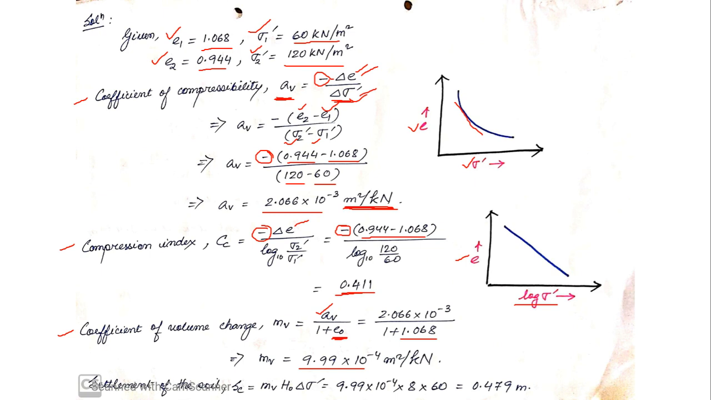Here I have calculated the settlement using the coefficient of volume change. Settlement I have denoted by SC, where SC means the primary settlement. This is the value of MV.